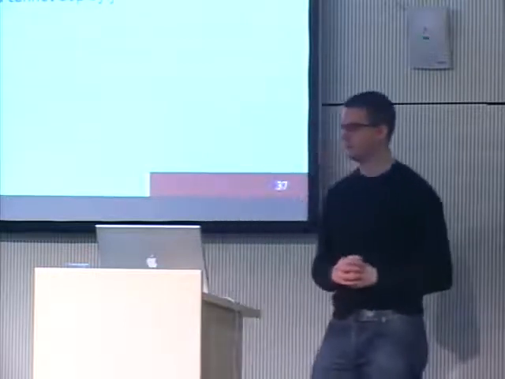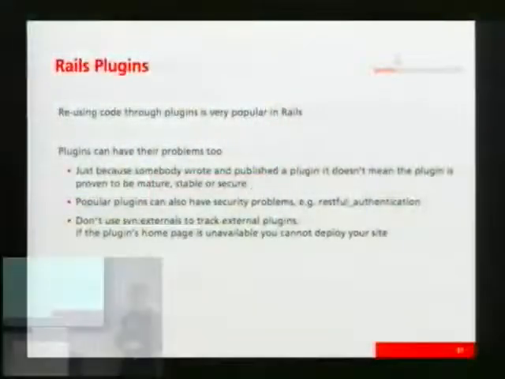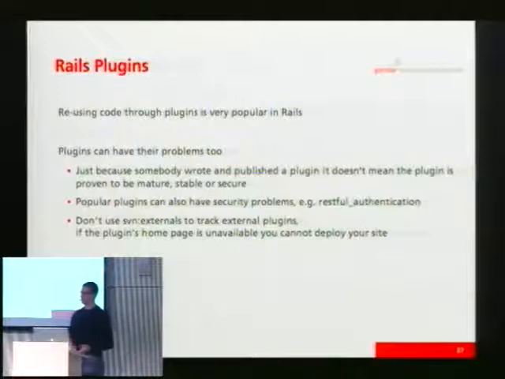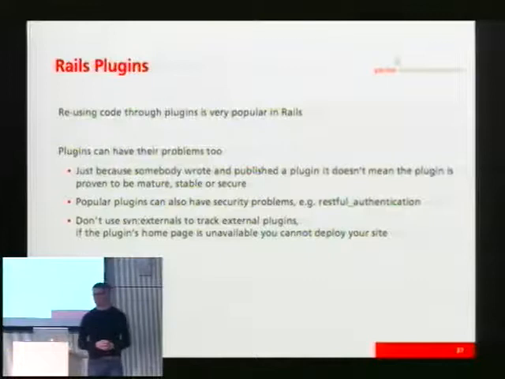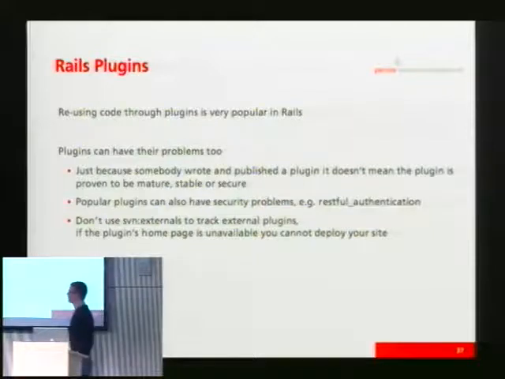The next thing that is also very popular but kind of problematic are Rails plugins. Plugins are very popular in Rails space because it's very easy to add functionality to your code, just include them and it's working. But the problem with it is that people often forget that just because a plugin is out there doesn't mean that it's secure, it's proven, it's stable, it's mature, and so on. So even very popular plugins like RESTful authentication, maybe the most popular authentication plugin, are vulnerable.